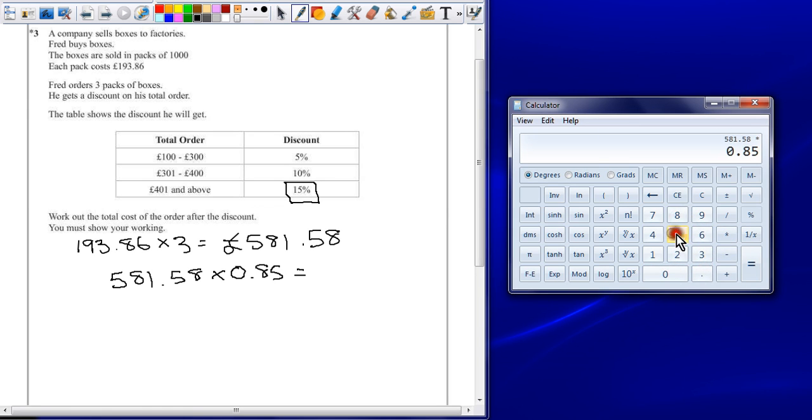Multiply by 0.85, giving us a cost of £494. Now we can't have 0.343, so we would round this down in this situation. You could possibly be forgiven for rounding it up.